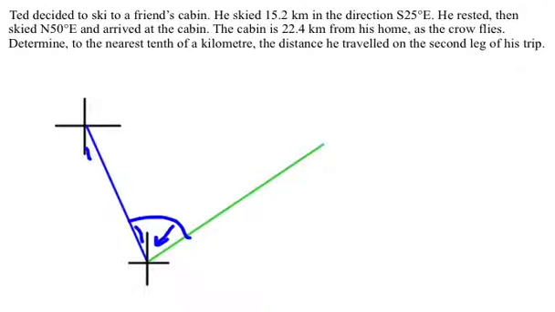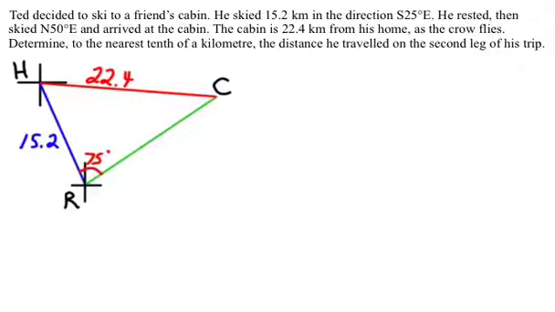Next, we make a triangle out of this. And our triangle is that red line, which is the 22.4 kilometers from the home. Once we have the triangle, the rest actually is fairly easy. We label all the information that we know. We started at home, we skied 15.2 kilometers, and we rested, and we ended up at the cabin, and we're now 22.4 kilometers from home.